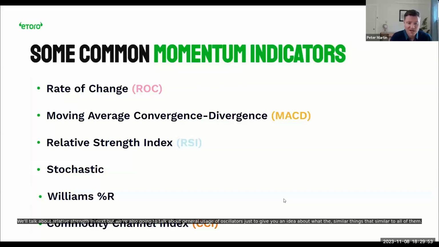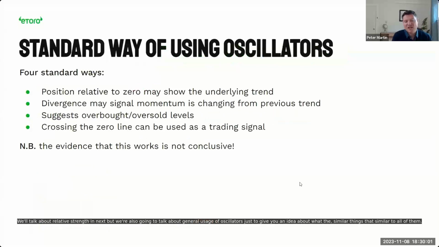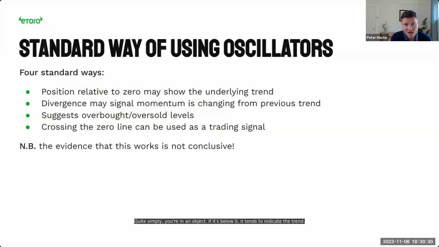We'll talk about relative strength index, but we're also going to talk about general usage of oscillators, just to give you an idea about what the things are that are similar to all of them. So the standard way of using oscillators, 4 standard ways. The position of the oscillator relative to zero. They always have this 0 point and they're oscillating around this to levels away from that, either above or below zero. Position relative to zero may be an indication of the underlying trend. In other words, if your oscillator is above zero, it tends to indicate, quite simply, that you're in an uptrend. If it's below zero, it tends to indicate that the trend is downward.